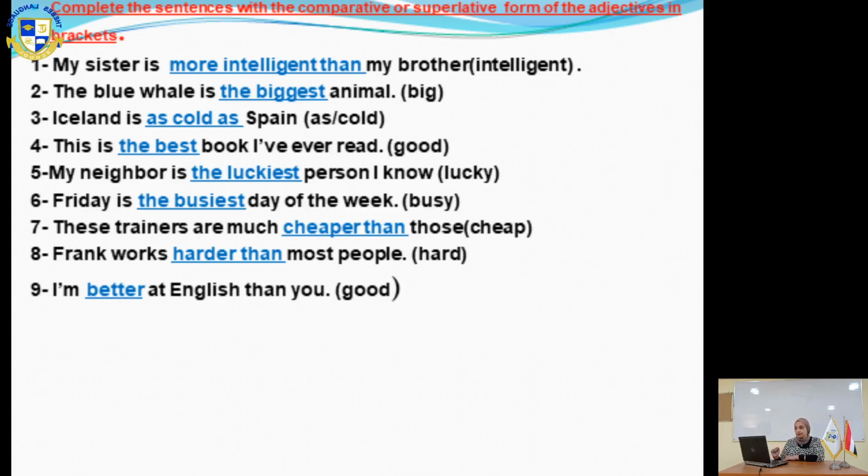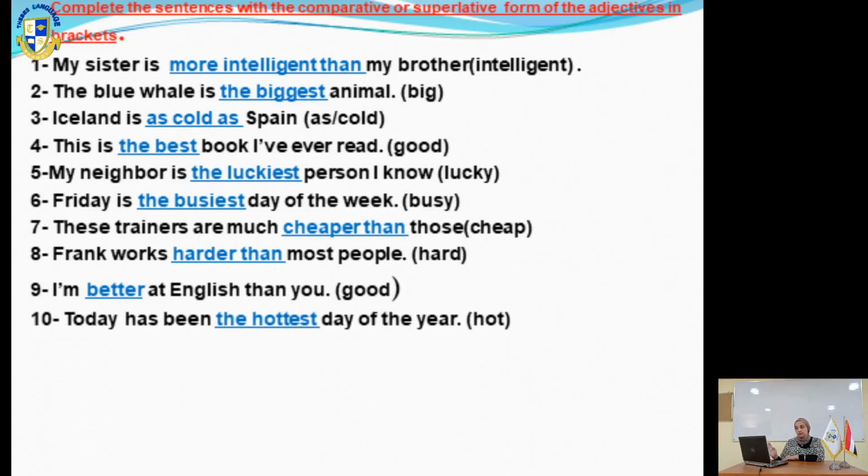Okay, number 10. Today has been the day of the year. We have hot and we have to compare it between all the days. So it's not between two, it's more than two. We have to use the superlative form. Today has been the hottest day of the year.